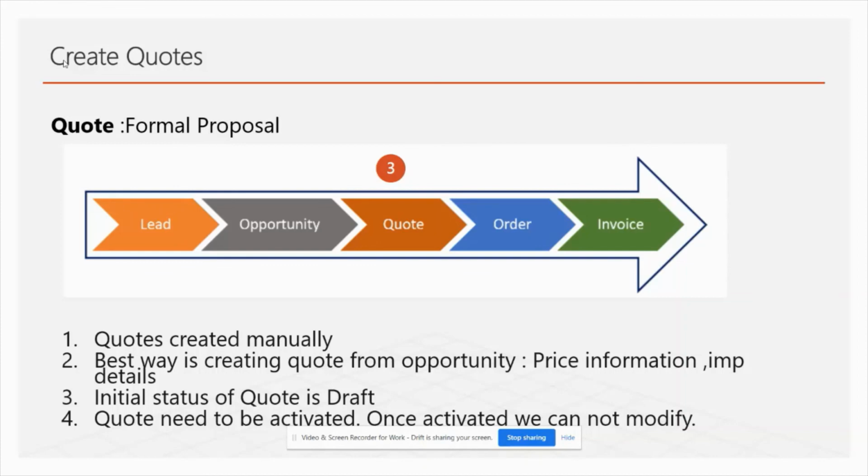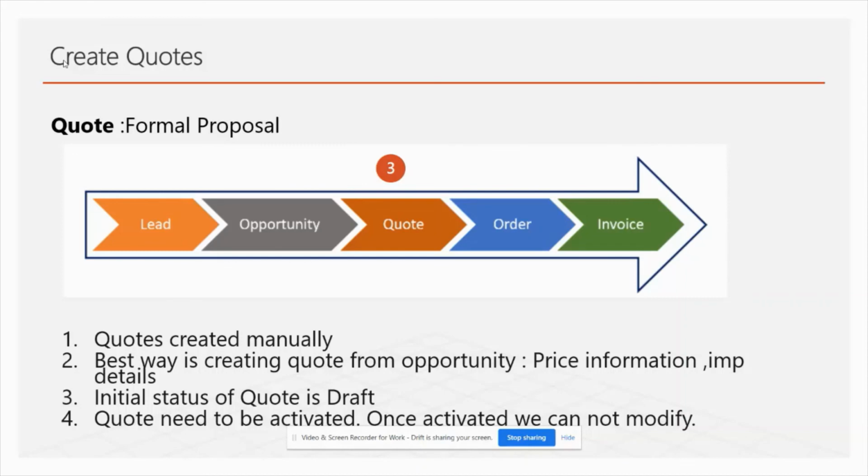So a quote is nothing but the formal proposal which contains all the information about the product, some clauses, the discount or dispatch date, all the details we can add in the quote. So there are different ways to create the quote. First, we can create the quotes manually also, but the best way is that we create the quotes from the opportunity.